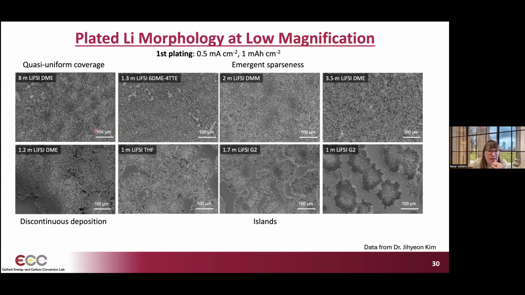But what's interesting is that we further looked at those morphologies by zooming out. So this is now lower magnification. And what you start to observe is the lack of continuous or percolated deposition as we go from higher to lower Coulombic efficiency. In some cases, you see deposition is really confined to these isolated islands, whereas in the high performance cases, you see more uniform coverage. And this is for the same plated capacity on cycling.